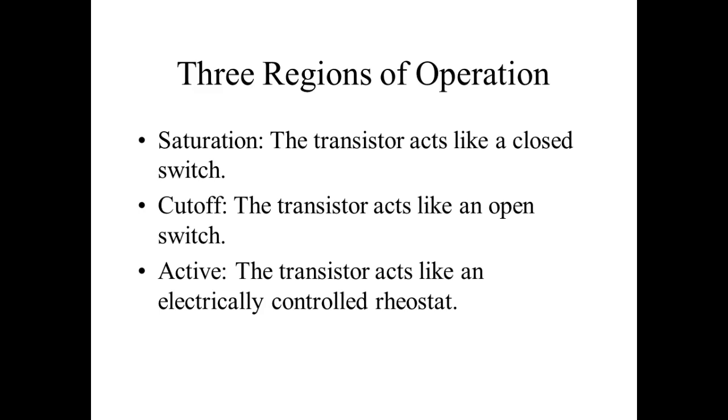We can operate the transistor in 3 different regions. We can operate it in saturation. And in saturation, it acts like a closed switch. But it will always drop a voltage. It is not a perfect closed switch. So when we look in the data sheet, we'll see they talk about the saturation voltage. It's going to be less than a volt.